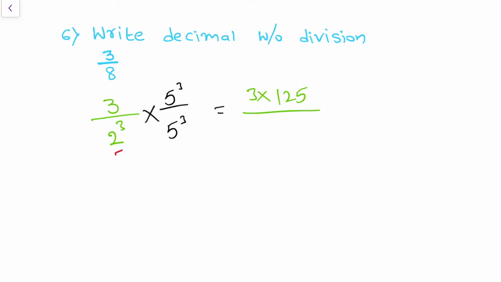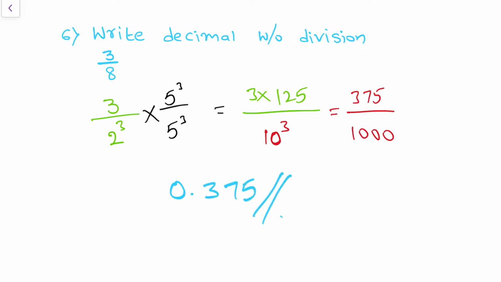If you observe here, 2 cube is there, here 5 cube is there. 2 cube into 5 cube, 2 fives are 10, so 10 power 3, 10 cube. Now the numerator 3 into 125 will be 375, divided by 10 cube, 1000. 375 divided by 1000 is 0.375. So the decimal of the given number 3 by 8 is 0.375.